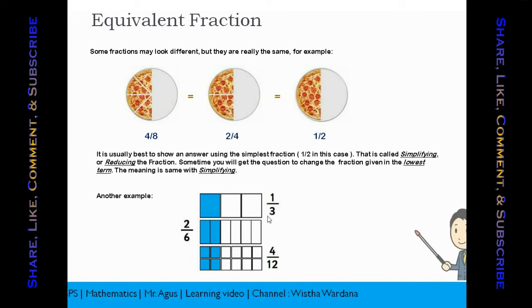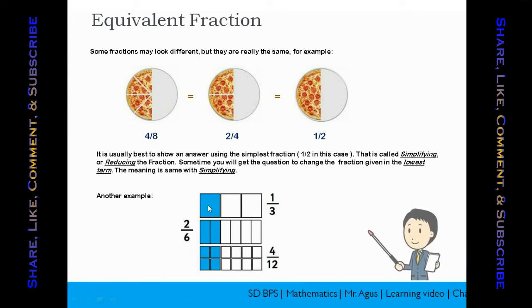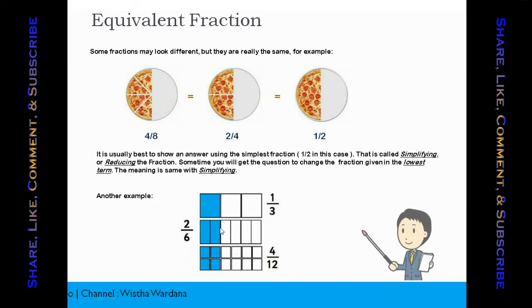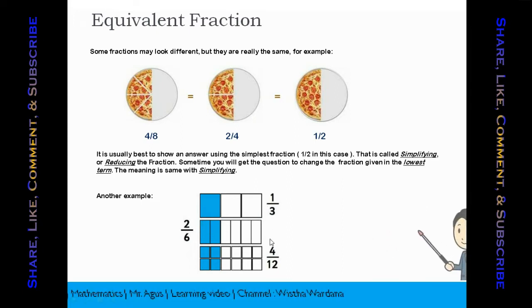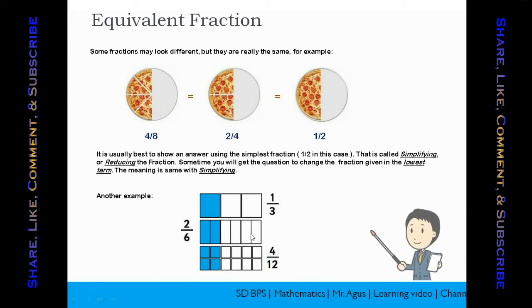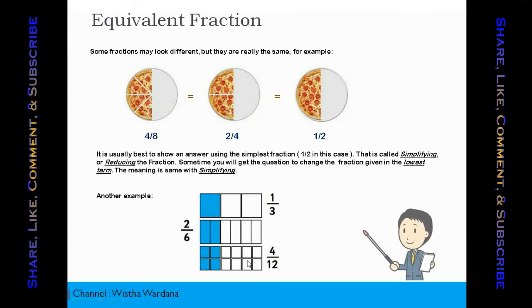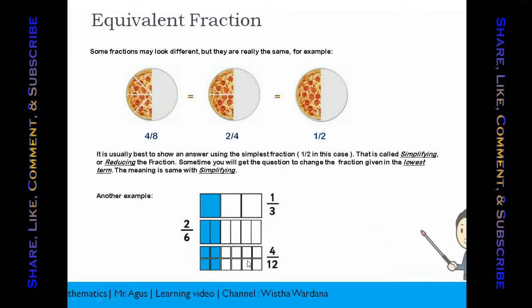Here, in the first figure, we have one part from one unit that divided into three equal parts. The second figure, we have two parts from one unit that divided into six equal parts. And the third figure, we have four equal parts from the one unit that divided into 12 equal parts.